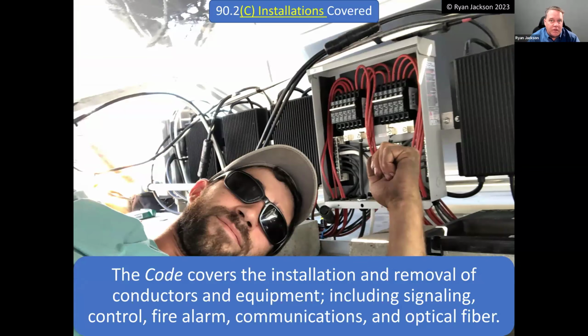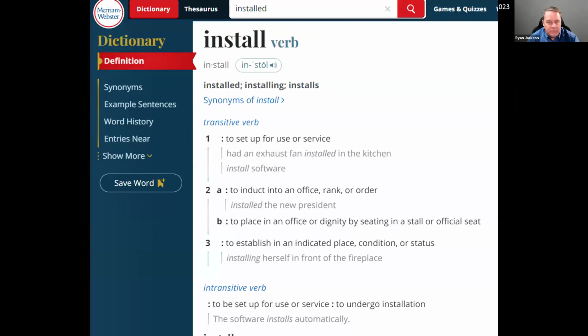It's not a maintenance standard. It's not a usage standard. It's an installation standard. What you install needs to be compliant, right? If you're making an installation, you read the NEC. And when we look at the word install, that's not defined in the NEC. So we just go to a regular dictionary. It says setting something up for use or service. For example, had an exhaust fan installed in the kitchen, or we installed some software.